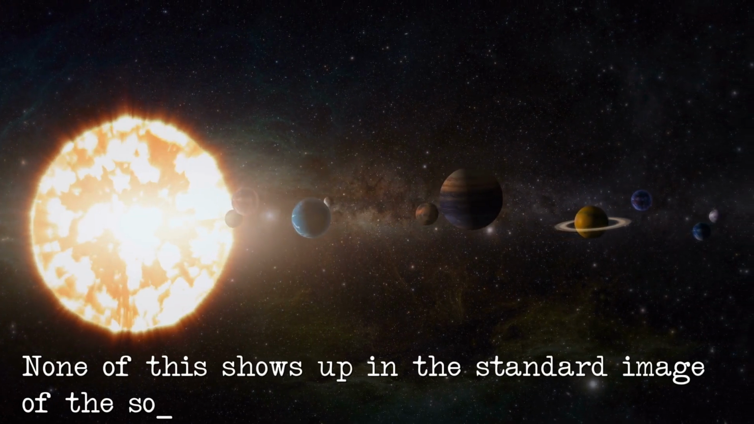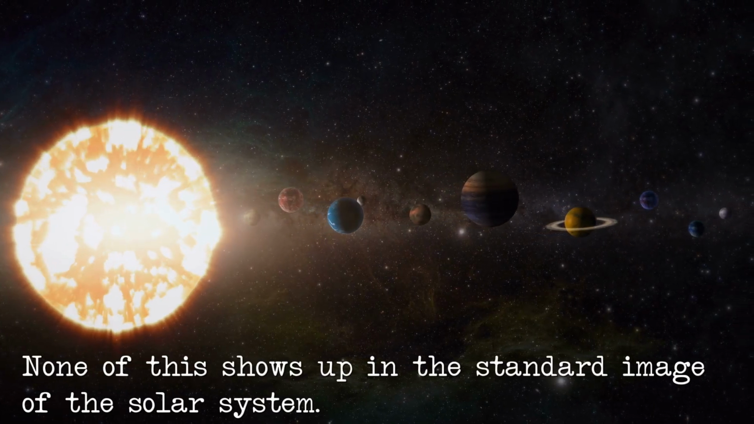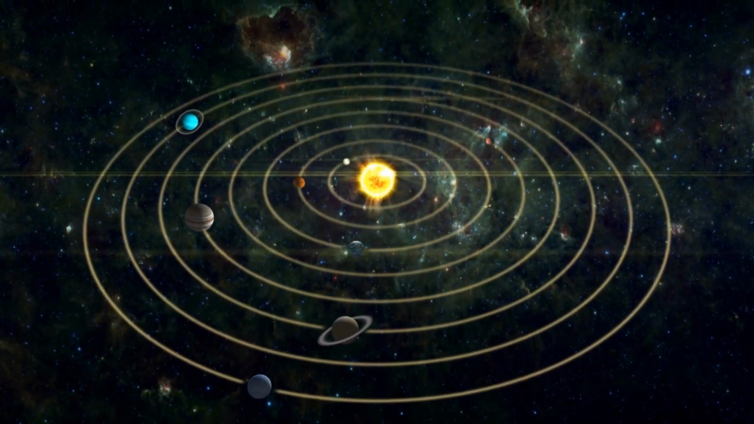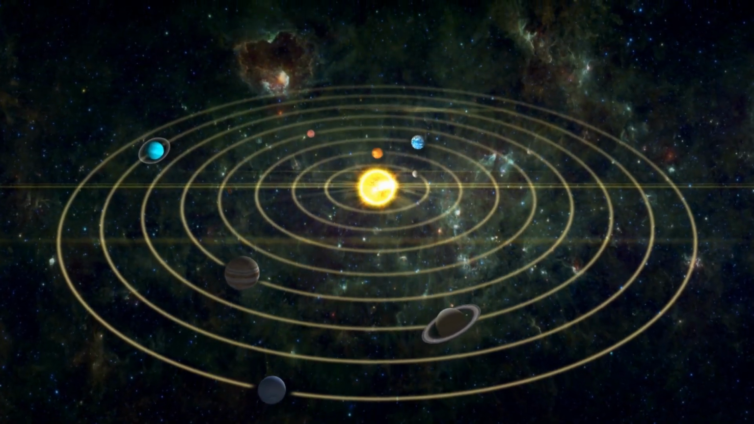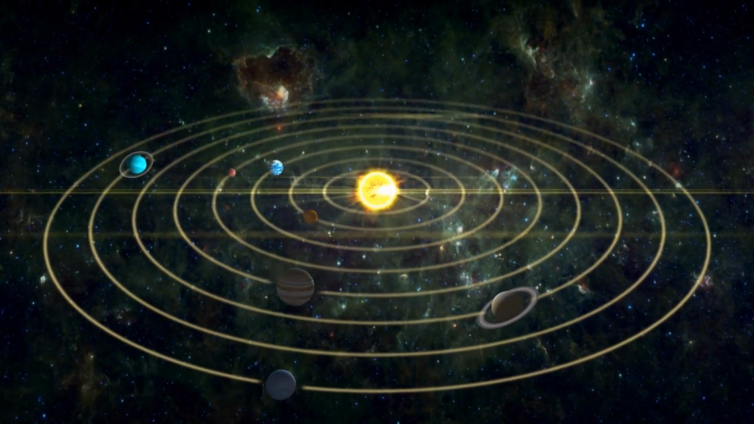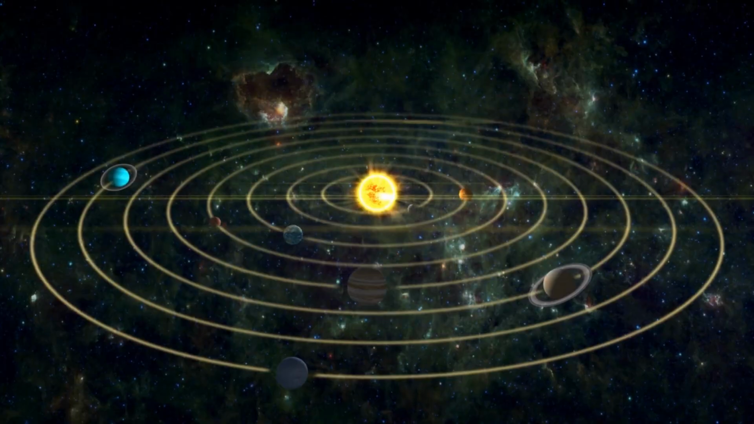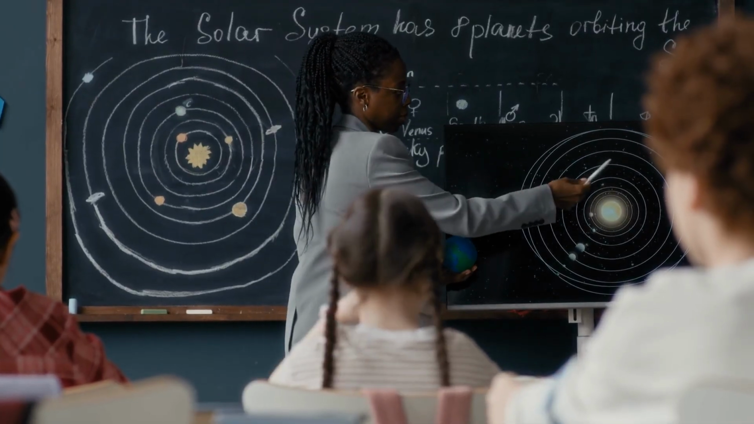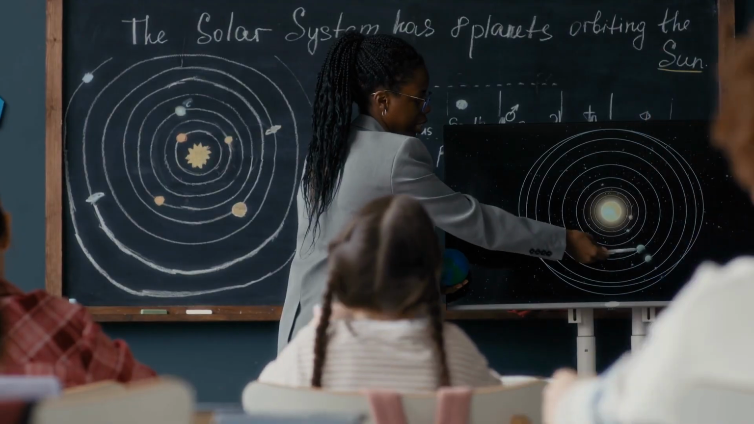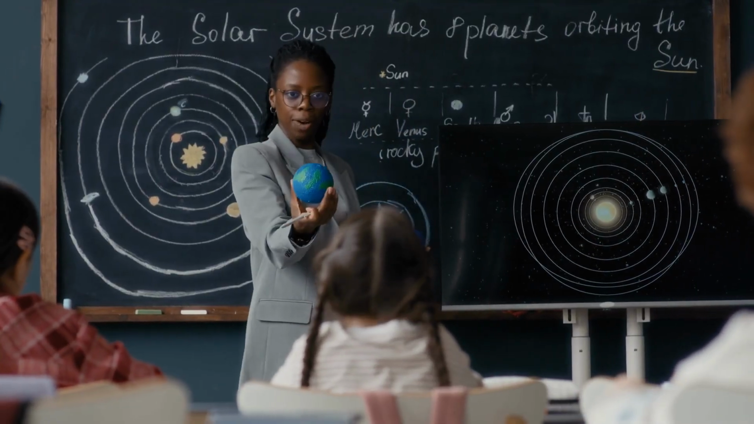None of this shows up in the standard image of the solar system. The flat diagram with 8 planets and clean orbital rings is silent on the Oort Cloud, the heliosphere, the local bubble, and the galactic context that shapes all of it. That silence is understandable as a teaching tool, but it leaves most people with a mental model of where we live that is genuinely incomplete.